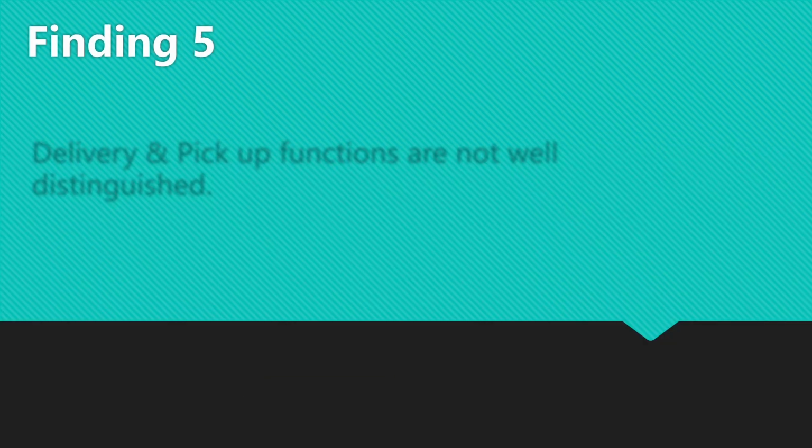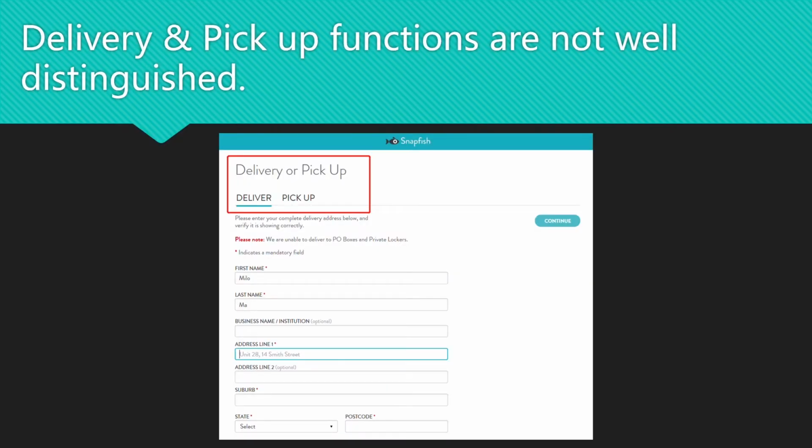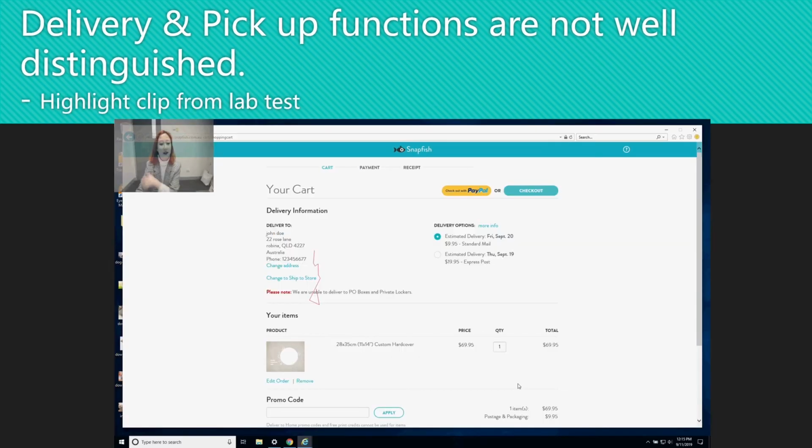Our next finding is delivery and pickup functions are not well distinguished. As we can see from this screenshot, the area for choosing delivery and pickup is easily ignored. Hannah chose the delivery option when we asked her to choose the pickup, and Daniel thought it might be easy to ignore the area where they can make a choice. And let's see a clip of one of our participants' reaction.